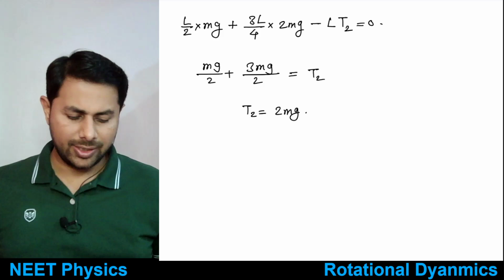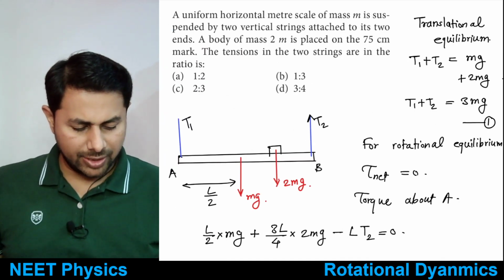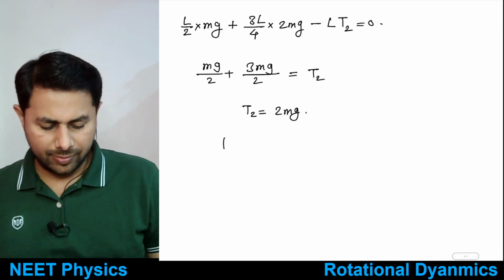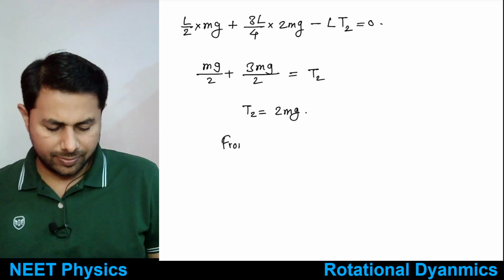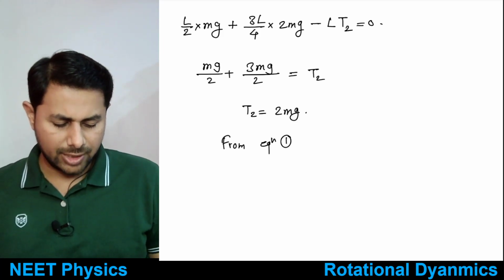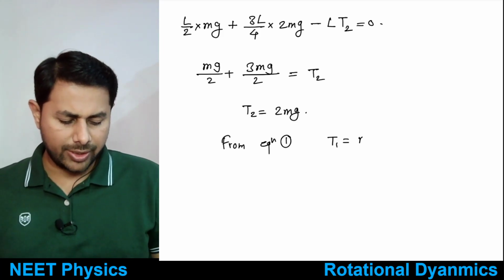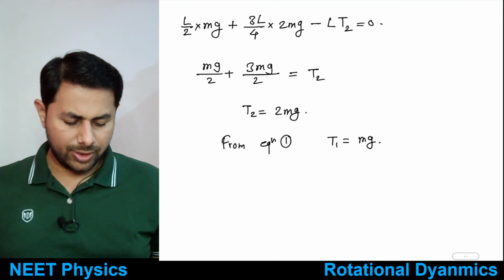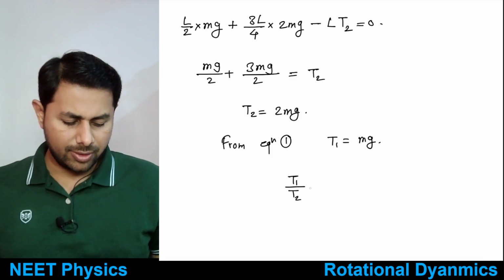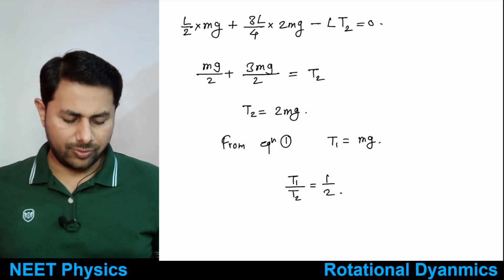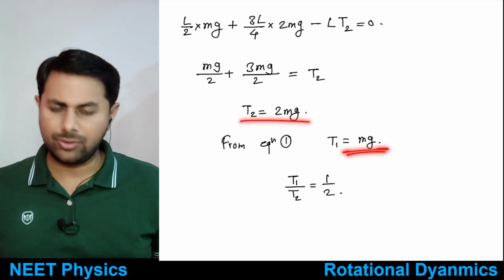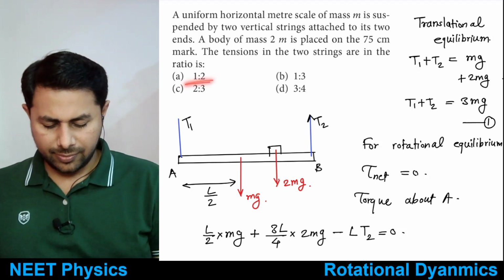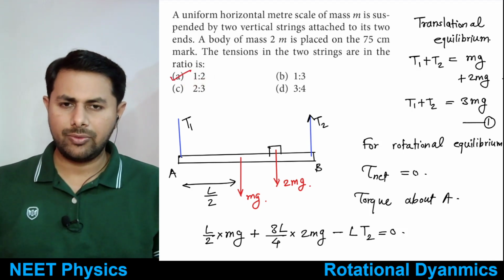You got this, and you have equation 1, T1 plus T2 is 3 mg. So from equation 1, I have T1 must be equal to what? Mg. And therefore they asked about the ratio, therefore T1 is to T2 must be equal to what? 1 is to 2, because T1 is mg, T2 is 2 mg. Right? This thing is clear? Everyone?